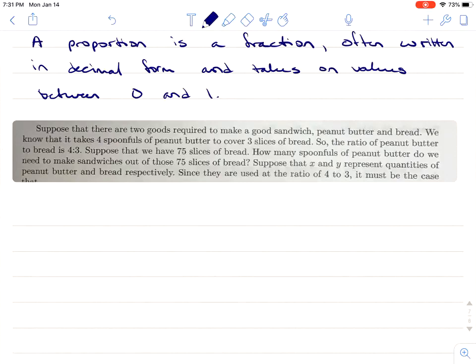Suppose that we have 75 slices of bread. Okay, yikes, it's a lot of sandwiches. How many spoonfuls of peanut butter do we need to make sandwiches out of those 75 slices of bread? Right. So you know the ratio is 4 spoonfuls per 3 slices. Now you have 75 slices. How many spoonfuls of peanut butter are you going to need? And so suppose that X and Y represent quantities of peanut butter and bread respectively.